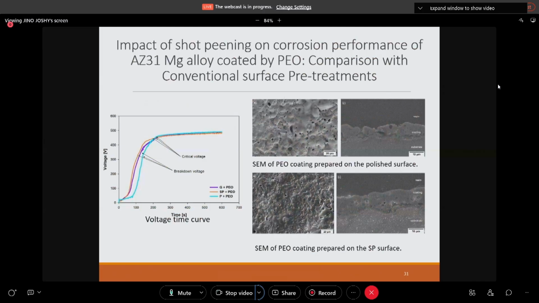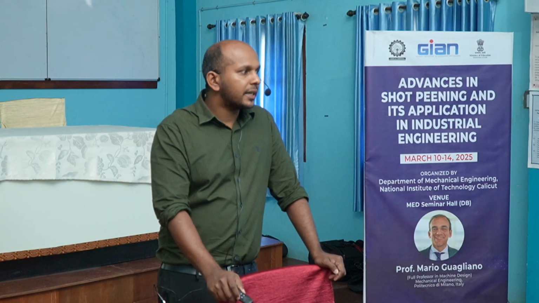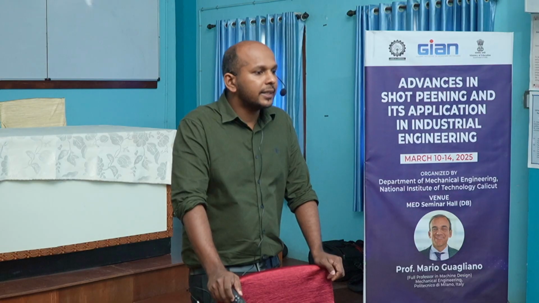Okay, so once they studied the coating, they have seen the thickness value variation: a higher, uniform thickness is what they obtained for this SPPO coating. Okay, why did they get a higher thickness coating? Because the surface roughness values are higher, so there will be more sites for the reaction to happen. Okay, so there will be more anodic dissolution and more reaction. That is why the coating thickness finally increased.